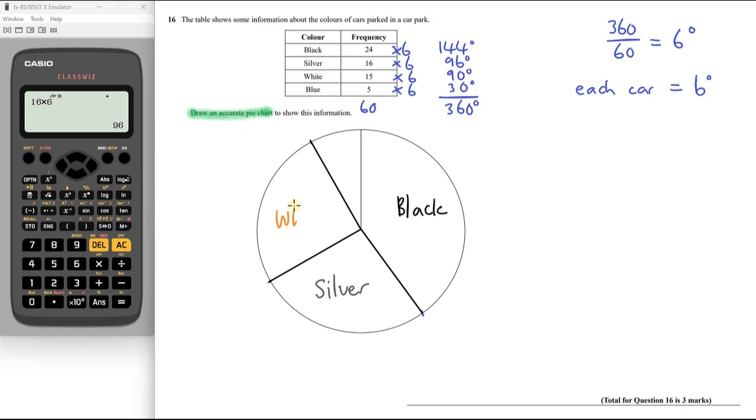So that is white. And finally, we don't need to measure this last one. If we've done everything correctly, this should be 30 degrees. So I'm not going to bother measuring that one. So the last one is blue. And I do have a blue colour for that one. So we've got blue here. And we're done. So hopefully you've got something like this. If you're 1 or 2 degrees out, I think there is some margin for error. But obviously try to be as accurate as possible whenever you get these types of questions.